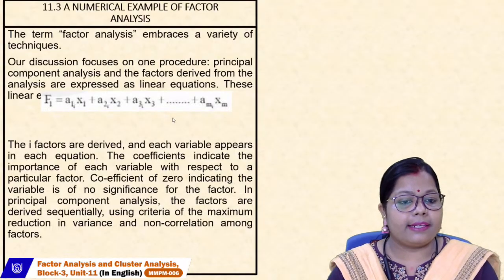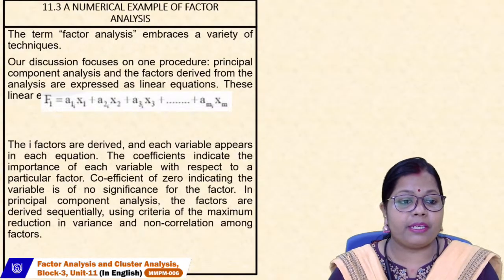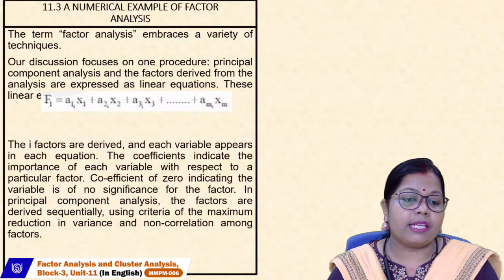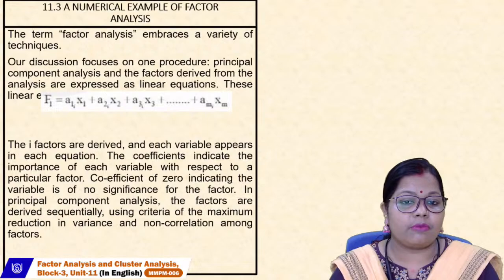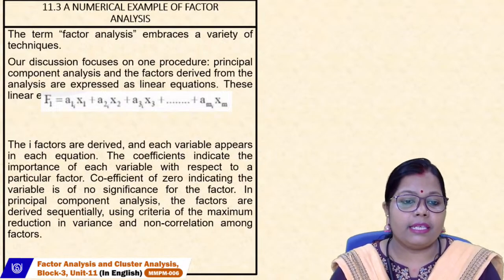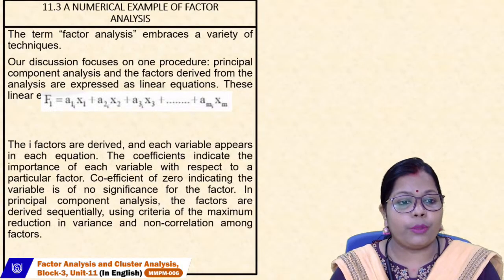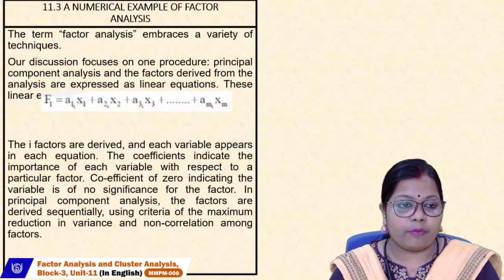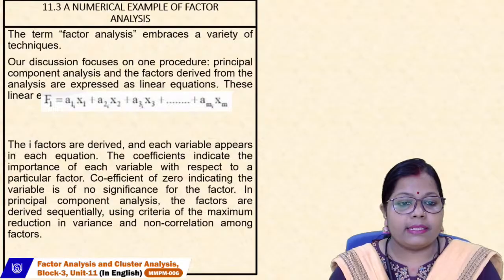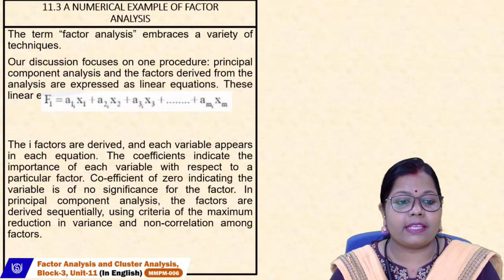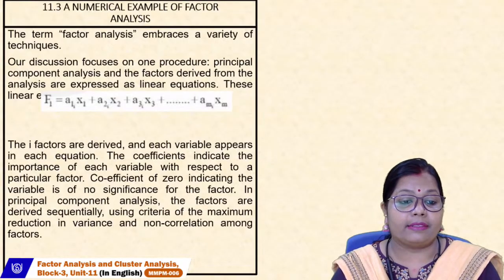So the factors are derived and each variable appears in each equation. We can see here x1, x2, x3, whatever variables we have, they must appear in the linear equation, and the coefficients a1i, a2i indicate the importance of each variable with respect to a particular factor. A coefficient of 0 indicates that the variable has no significance for the factor.